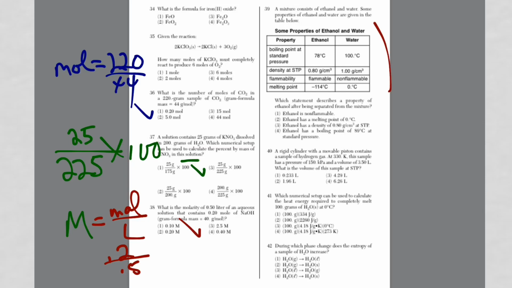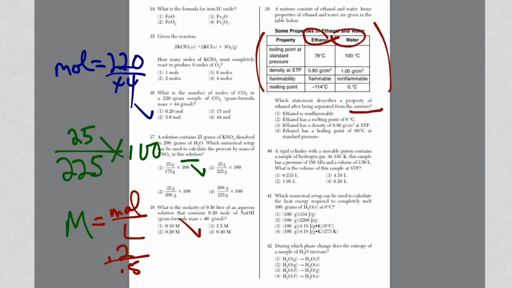This is properties of ethanol and water. So let's take a look at the question. Which statement describes a property of ethanol after being separated from the mixture? So it would have been a mixture of ethanol and water. And we're looking for a property of ethanol. I'm assuming from one of these. Remember, a mixture means they're physically combined, so they keep their own properties.